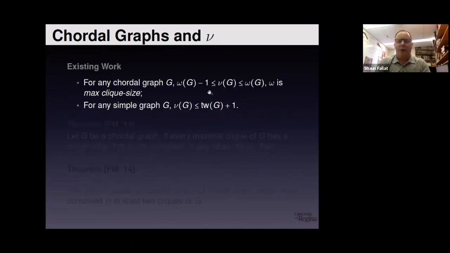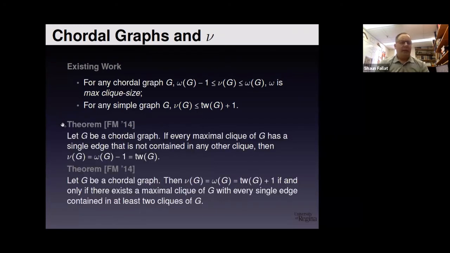Going back to this parameter nu, in the case of chordal graphs, there's lots of work regarding nu. It was known previously that nu is between these two numbers, the clique size and the clique size minus 1. It was also known that it's never more than the tree width plus 1. Then myself and another colleague just worked out when exactly, for chordal graphs, nu was this number or nu was that number. And the results are there. I'm just pointing this out as the sort of applications of these various nullities.